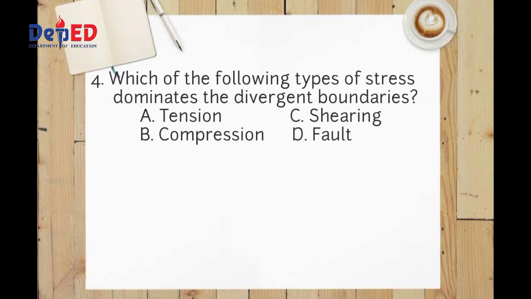Number 4. Which of the following types of stress dominates the divergent boundaries? Letter A. Tension. Letter B. Compression. Letter C. Shearing. Or letter D. Fault.